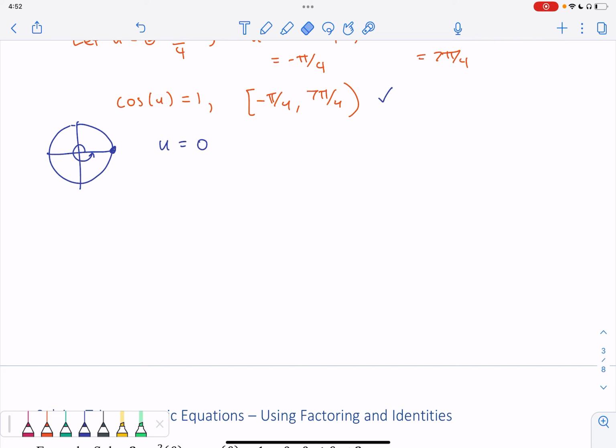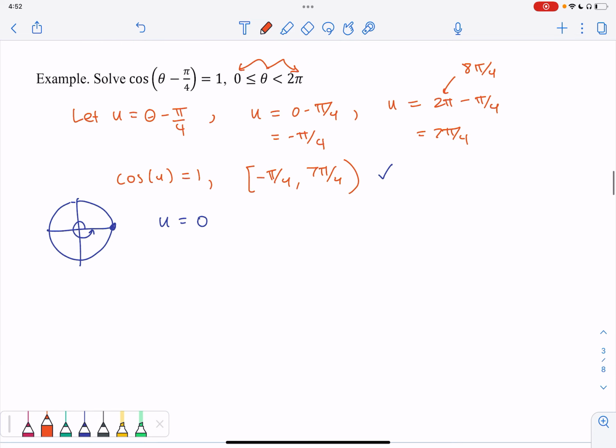So now it's my turn to head back, right? I went to visit in terms of my u's, and now I've got to head back the other way. So what do I do there? Well, I just replace u with what I set it up to represent ahead of time. That was theta minus pi over 4. So I set that up to equal 0. So all I'm doing is replacing your u with theta minus pi over 4, which was your original substitution. Now you're just substituting back, right? So you go, and then you come back. Solve for theta. I get theta is pi over 4.